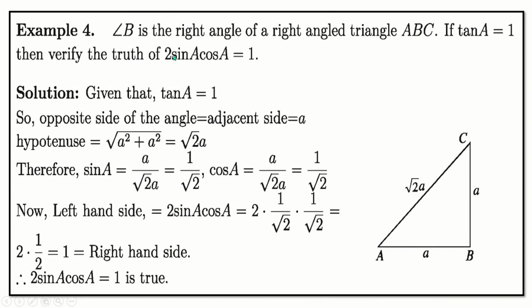Now the left side: 2 into sin A into cos A. That means 2 into 1 by root 2 into 1 by root 2. So root 2 into root 2 means 2, so 2 into 1 by 2 is equal to 1. So left hand side is 1, and the given right hand side is also 1. So the proof is complete. Clear everyone?